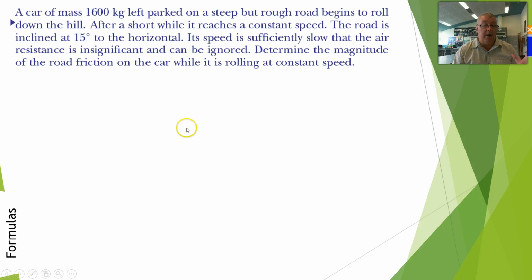In this case we have a car parked on a slope, but it's a rough road, and it starts to roll down the hill, oh no! After a short while it reaches a constant speed, so if you're chasing it, you might be able to catch up. It's 15 degrees to the horizontal, the speed is slow, so the air resistance is effectively insignificant. Determine the magnitude of the road friction on the car whilst it is rolling at a constant speed.